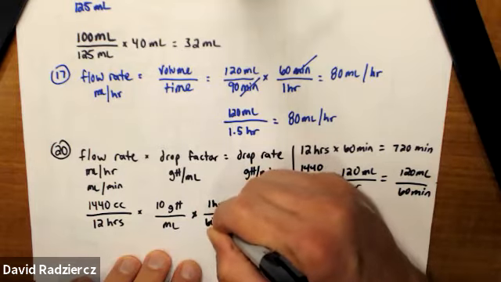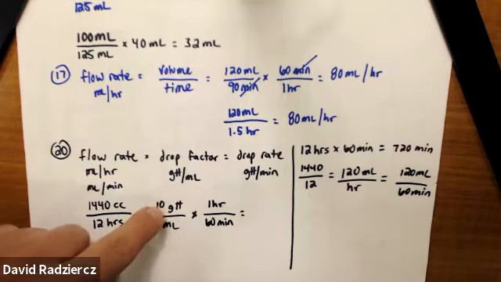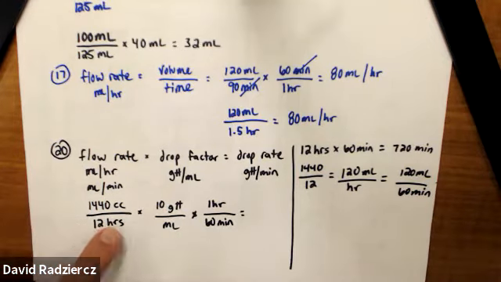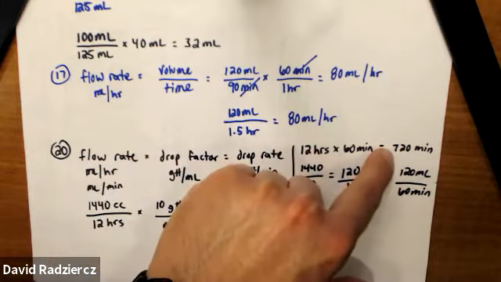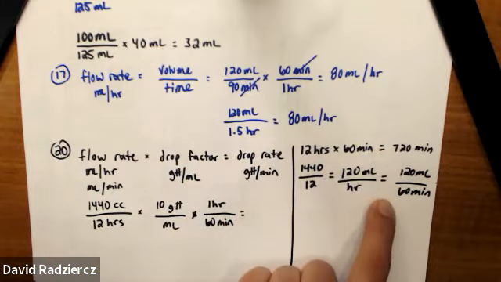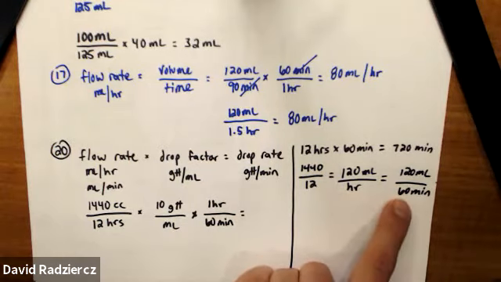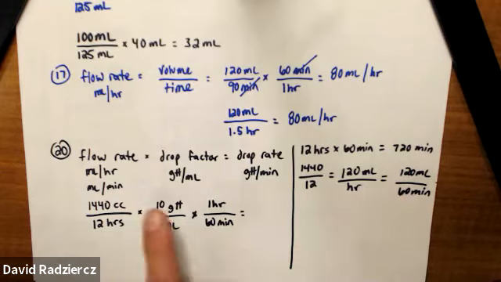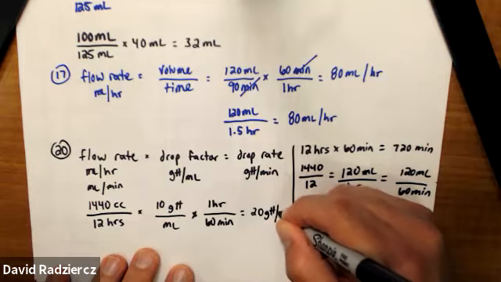60 minutes. Then I'm going to multiply across the top, 1440 times 10, and 12 times 60. Now, if you do one of these options, where you convert hours to minutes, or you reduce the 1440 over 12 to 120 milliliters per hour and then convert hours to minutes, if you do that first, then multiply by 10, you'll have your answer. Okay, so 1440 times 10 divided by 12 divided by 60, and we'll get 20 drops per minute.